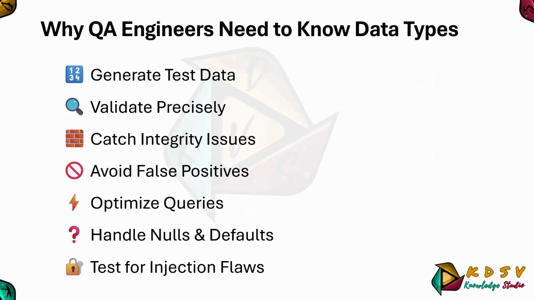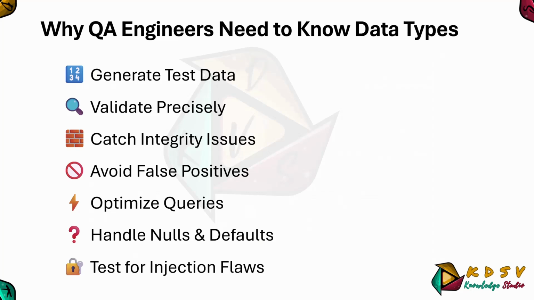And optimizing the query. Large text or varchar columns can slow down the search or joins. QA can flag this when validating the performance. Identifying the columns with wrong types can guide the improvements. And handling nulls and defaults: only a data type that allows null can accept missing values. QA must test both null and not null paths. Default constraints, something like getdate, depend on the type. Knowing this ensures you validate the default behaviors correctly.